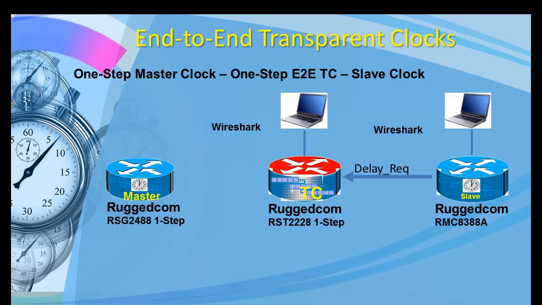So next one, we are going to check the delay request message. The delay request message is sent out from the slave side, forwarded by the one-step transparent clock, and also modified. The delay response message is sent out from the master, forwarded by the transparent clock in the middle, but not modified.